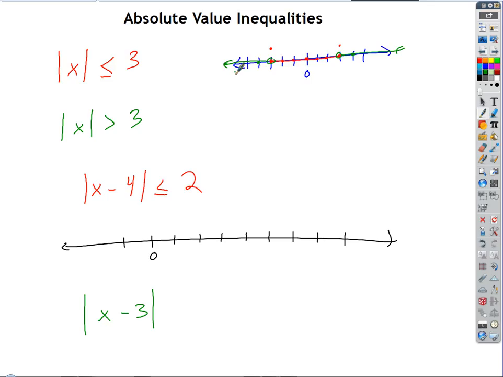Okay. So we're starting to get kind of a picture open up here. When we have an absolute value inequality that uses a less than or a less than or equal to sign, we're talking about an interior interval, right? If we're using a greater than symbol, we're talking about an exterior interval, all the points that are outside of the endpoints, right?